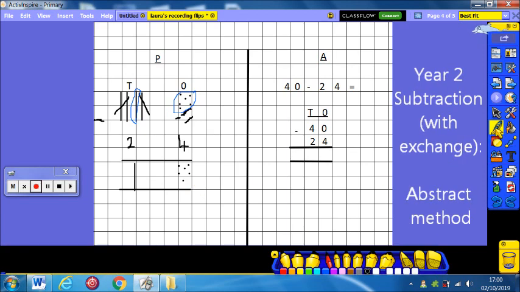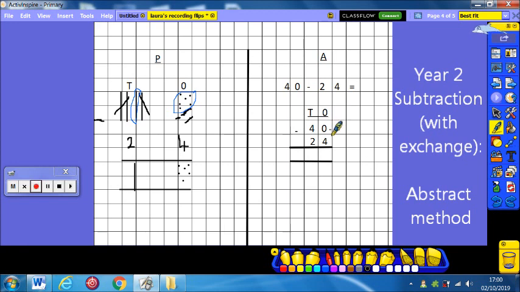Now, I'm going to write it in the abstract column. I'm going to look at the ones. I can see 0, take away 4, I cannot do. So I'm going to look at the tens column, and I'm going to exchange a 10, and I'm going to cross off the 4. I'm going to write 3 next to it because I've exchanged a 10. I'm going to write that 10 in the ones column next to the 0, and that represents 10 ones. I'm now going to take 4 away from 10, and from the pictorial you can see we have 6 left, so I'm going to write 6 in the equals column.